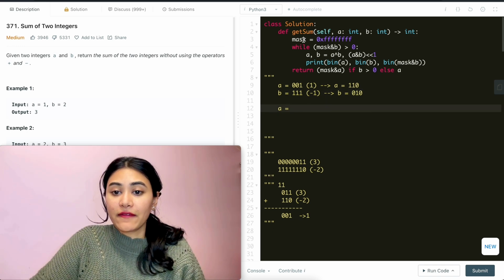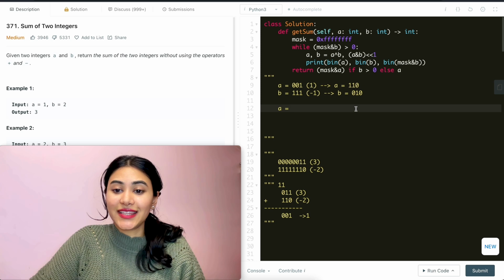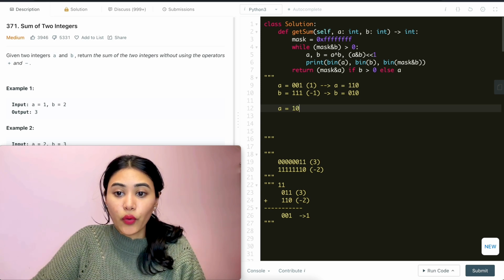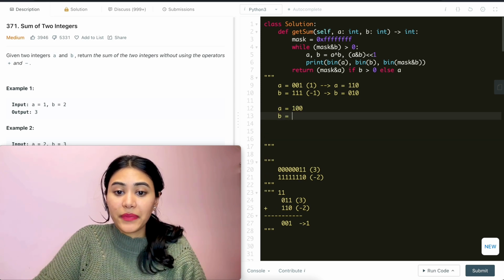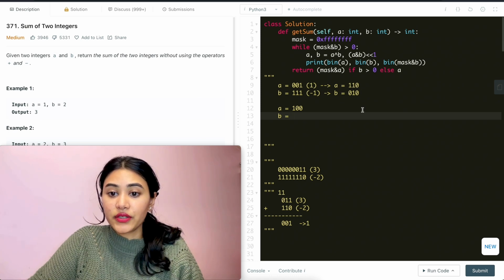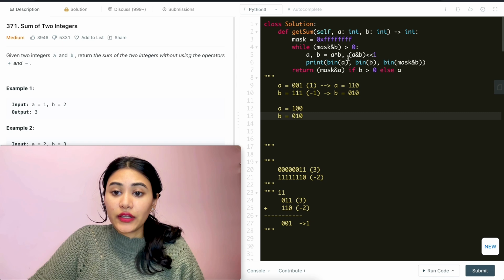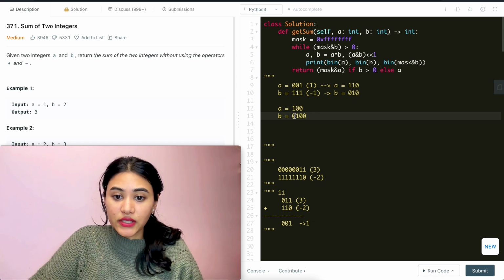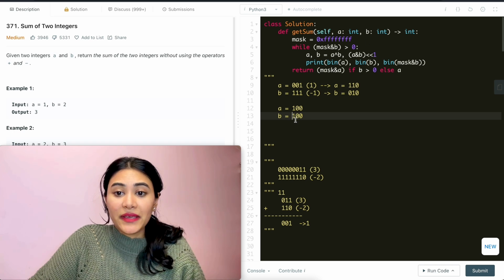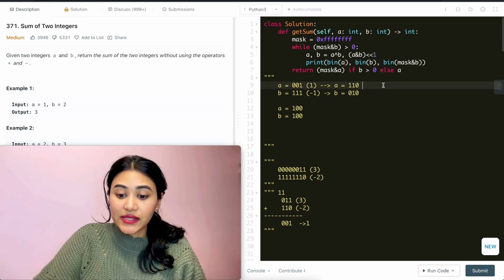Now I want to go ahead and find the XOR and the carry again. So A XORed with B is going to be 1, 0, 0, and B is going to be A and B, so that is going to be 0, 1, 0, left shifted by 1. So this is going to look something like this. Now we go back into this while loop. B is still greater than 0, so we do the same thing again.